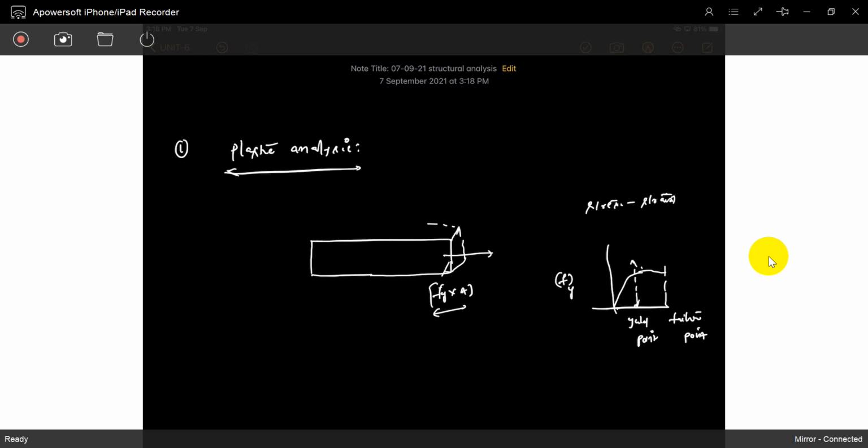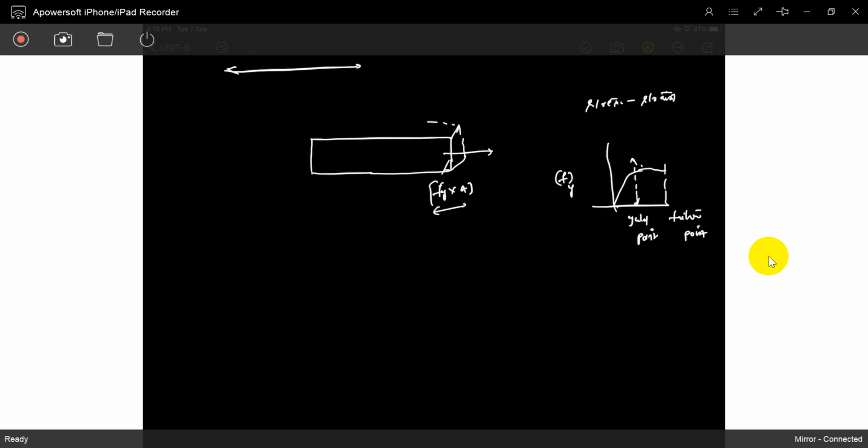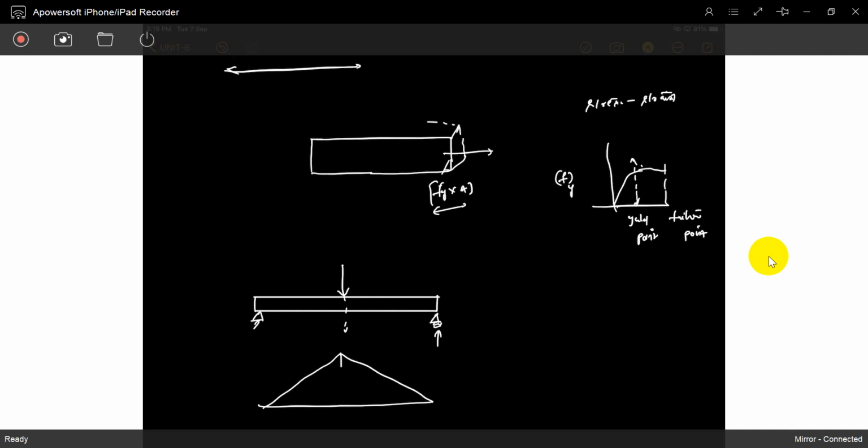It is the same for an axial member and a bending member. Take it as a bending member. If some load is applied, reactions will come and a maximum bending moment will develop like this. So how much load can we apply here? Where does it fail? We have to consider the bending strength of this cross section.